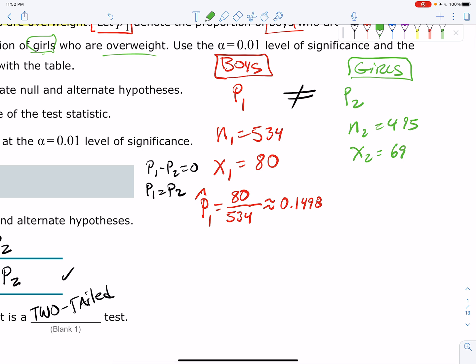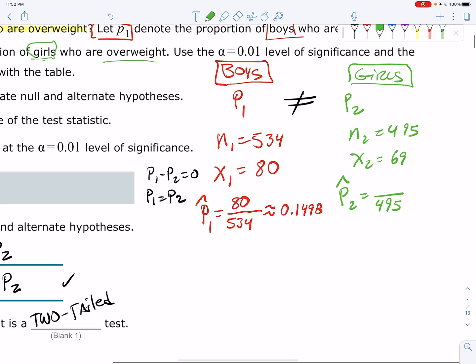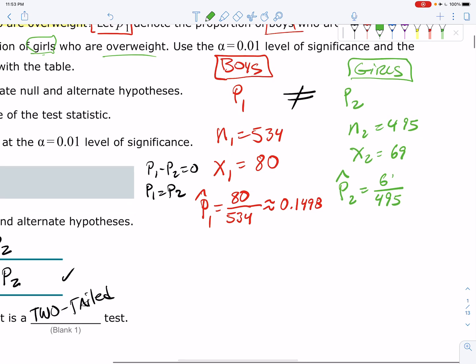That sample proportion would be p hat from our second group. It's going to be out of 495, and 69 of those girls were overweight. We grab the calculator, and find out it's approximately 0.1394. Okay, so those are really important pieces to have there.